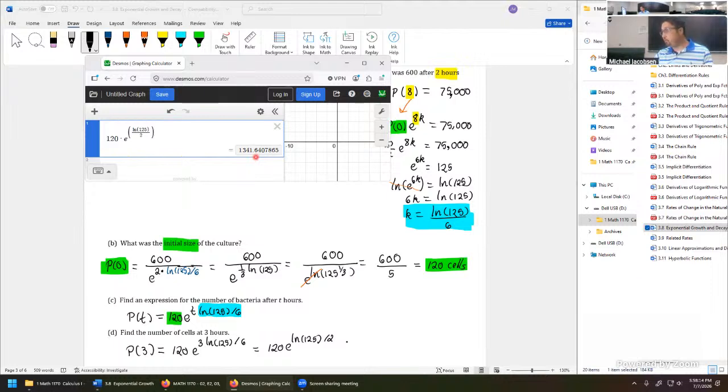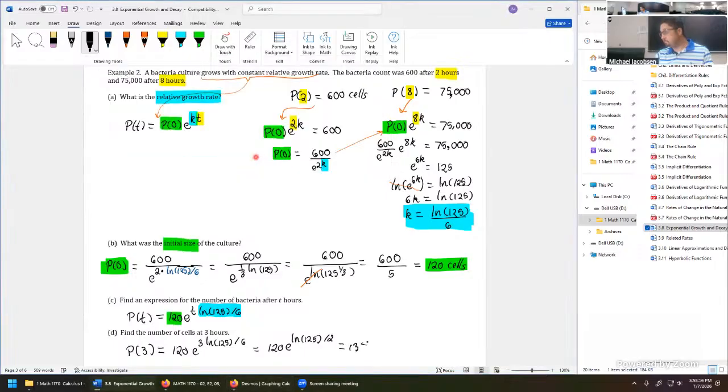So 1341.6 cells. So that's the function evaluation. It's more than doubled from the amount at the 2 hours in. And if it keeps on doubling like that in less than an hour, it's reasonable to expect it to get to 75,000 in 8 hours.